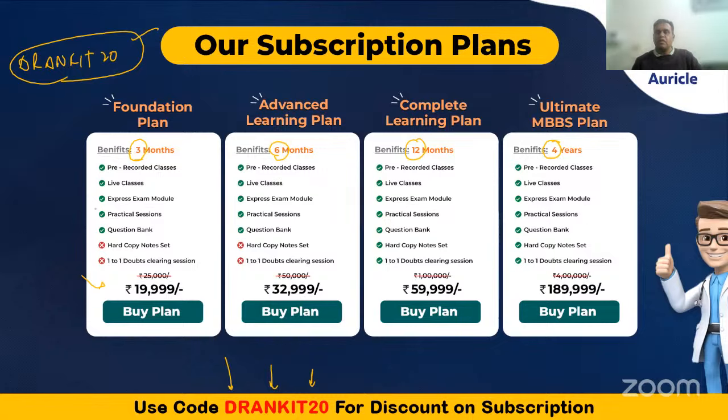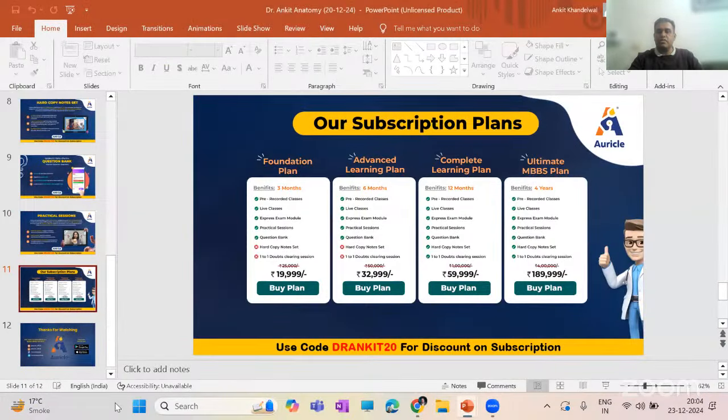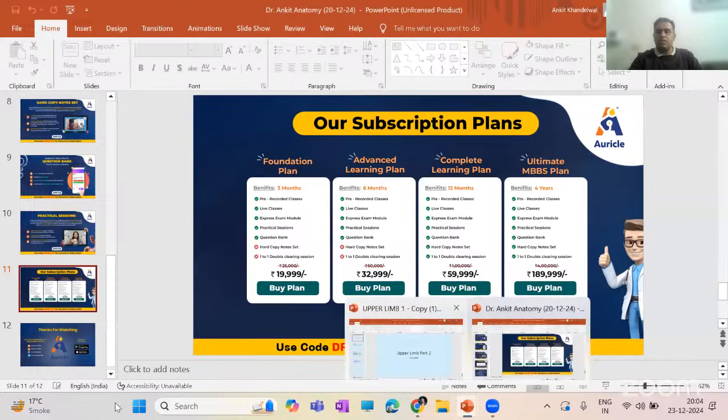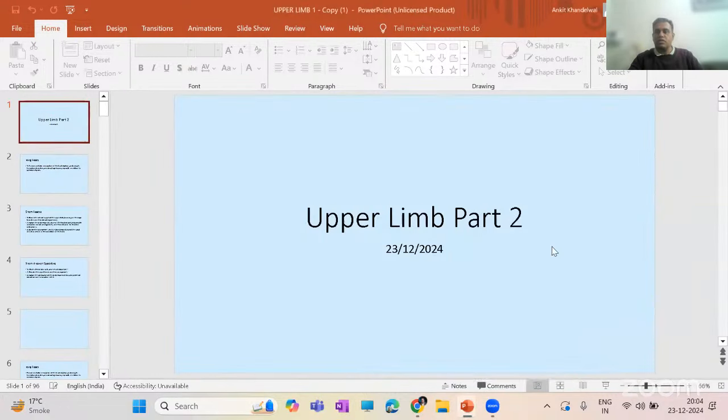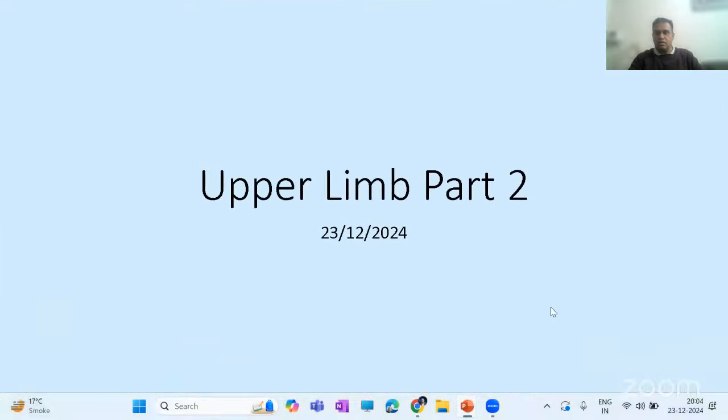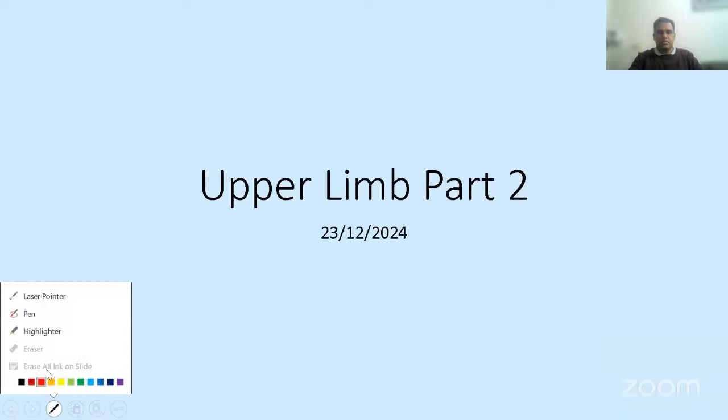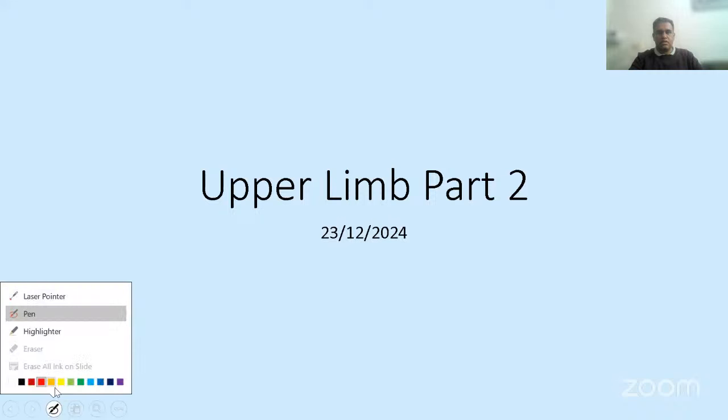Okay. Fine. So coming back to our topic. If you have not gone through the previous topic, you can go to the upper limb part 1 topic. There you can see what we have covered in that topic. Right? Okay. Just a second. Let me just pick up the pen over here. Right. So this is upper limb part 2.